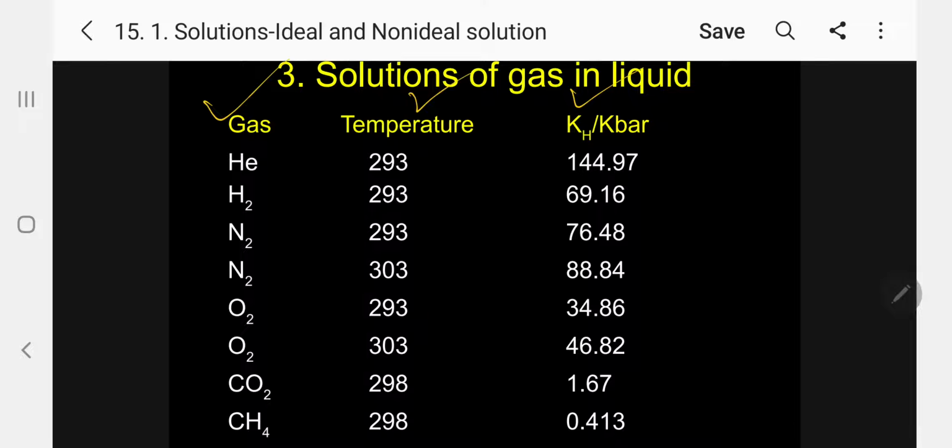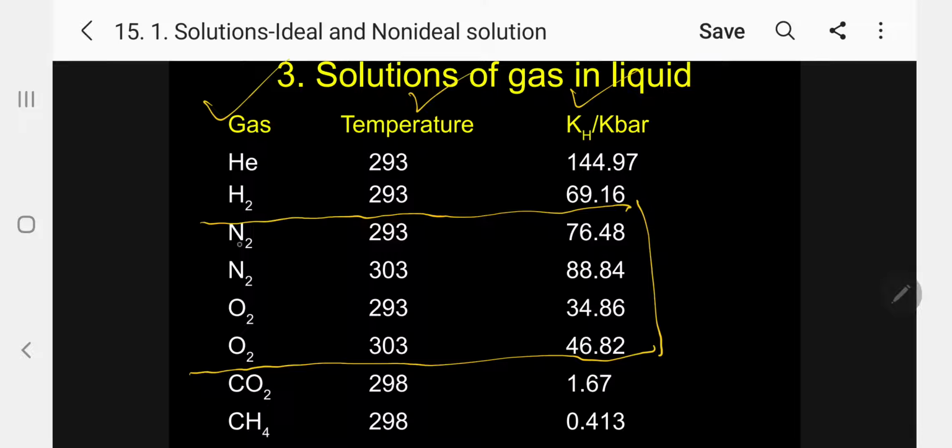Kindly follow. I will take only two different temperatures measured. Here there are a number of examples: helium, hydrogen, nitrogen, oxygen, carbon dioxide, methane. I will take only four for comparison, because for the other cases only one temperature is measured, so we cannot compare. So let me take N2, the temperature is 293, and the KH value is 76.48. For the same N2 at higher temperature, the KH value is 88.